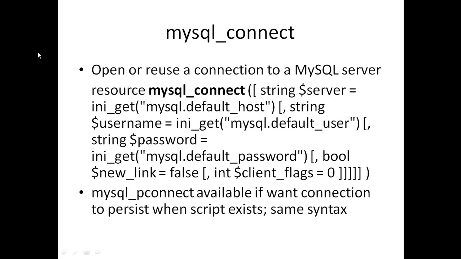The second bullet point mentions that there's also a mysql_pconnect, which is available if you want the connection to persist when the script exits. That should say exits, not exists. It uses the same syntax. So basically, when your PHP script terminates, the MySQL connection will terminate as well if you just use mysql_connect. If you want the connection to persist, use mysql_pconnect. Just make sure you handle closing the connection. Otherwise, there's a limit on the number of persisting connections, and you end up reaching that limit rather quickly.